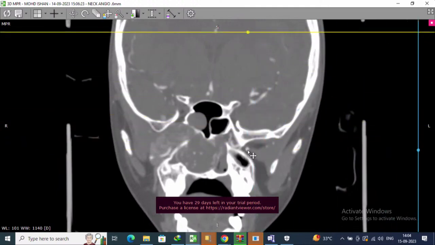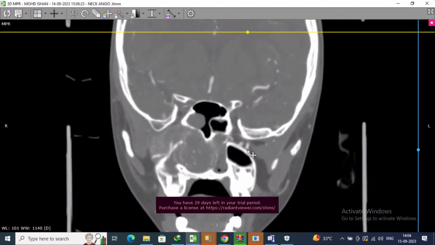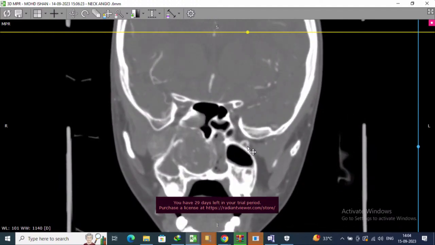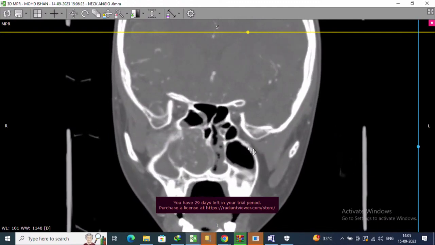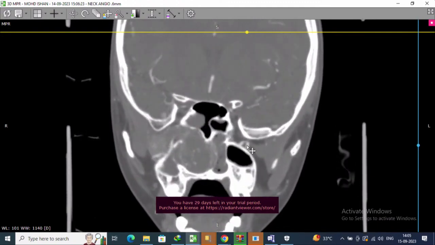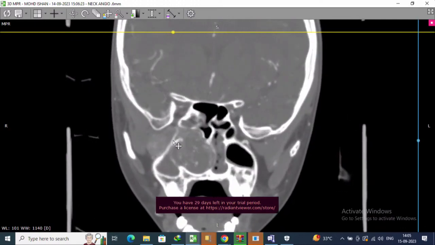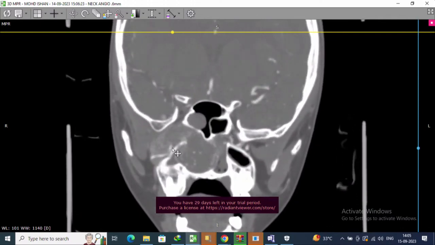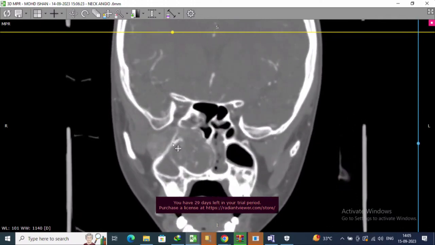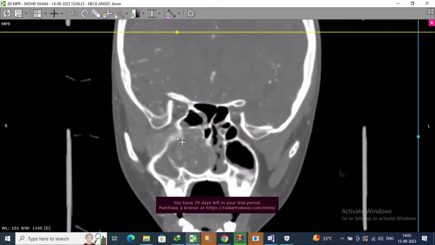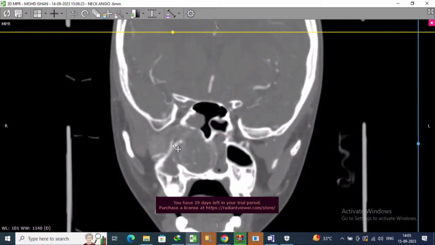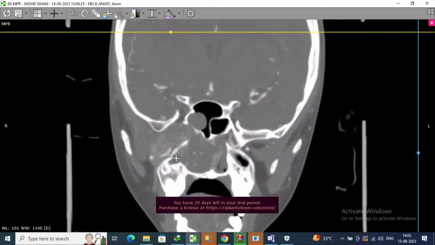This is the vessel. Can you see? Yes, sir. Now see the vessel. See how the vessel is looping inside. Tortuous course. See on the opposite side how the vessel is coming. Look at my cursor. See here? Yes, sir. How the vessel is coming in the tumor.